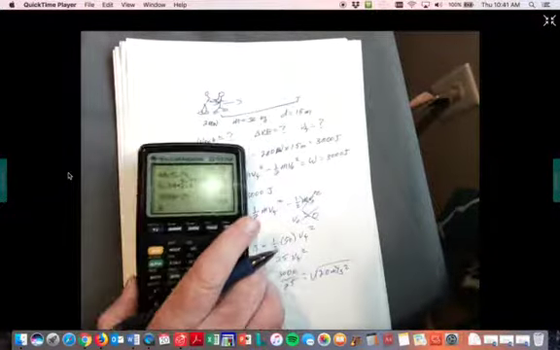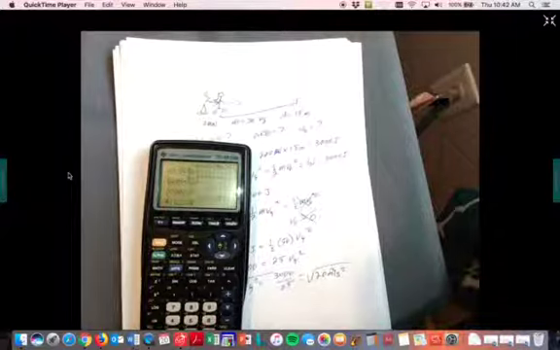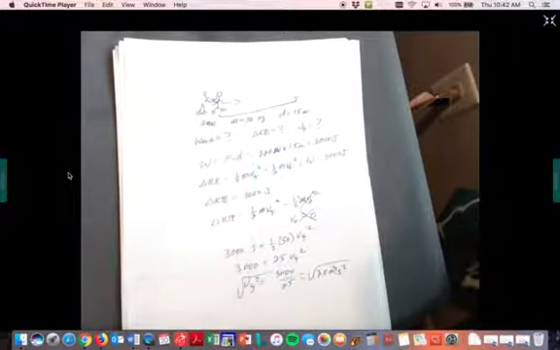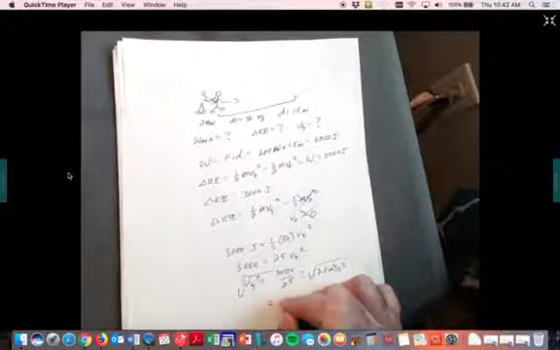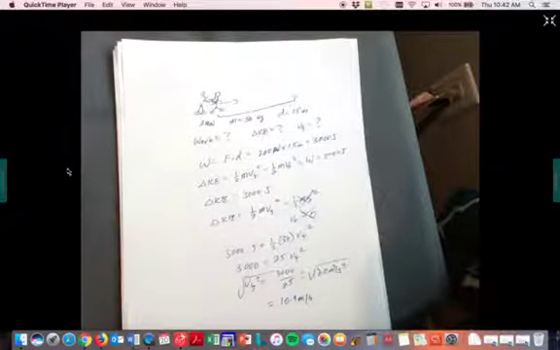The way I do it on my calculator, it's pretty easy. I just hit the square root button, enter 120, close the parentheses, and I get 10.9 meters per second. And ice skaters do get going quick. So there's that calculation that you do.